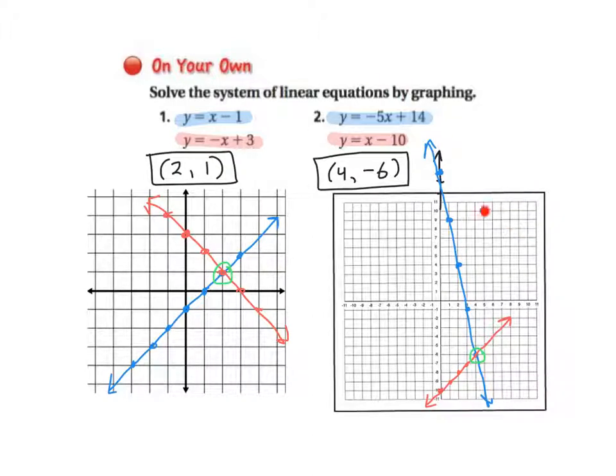This one, I made a larger graph. My y-intercept for this graph is way up here. It actually went off my graph at 0, 14, and my slope was -5, so I went down 5, right 1, down 5, right 1, and I did that a few times. For my red graph, this y-intercept is at 0, -10, and the slope is 1 over 1, so I followed that slope until they intersected, and I can see that they intersected at the coordinate 4, -6.